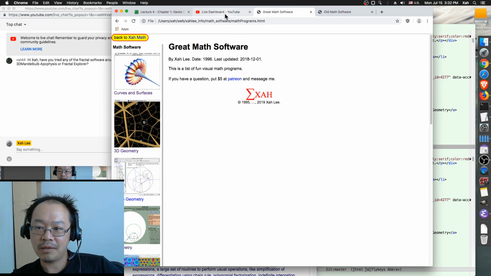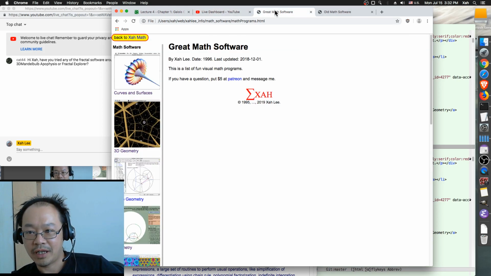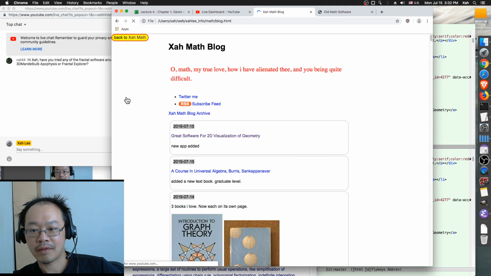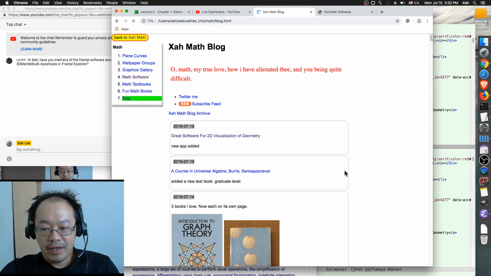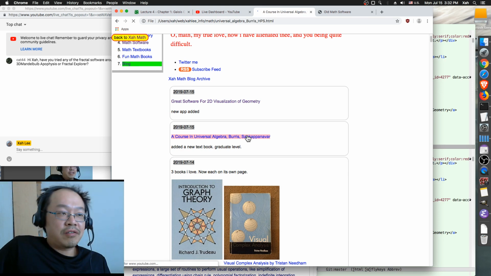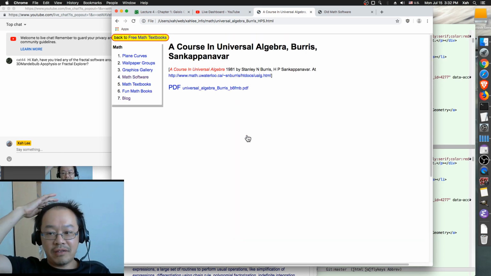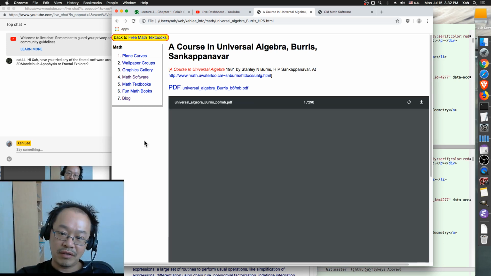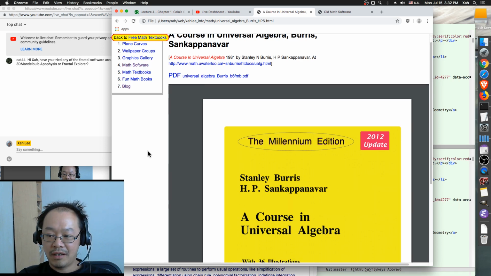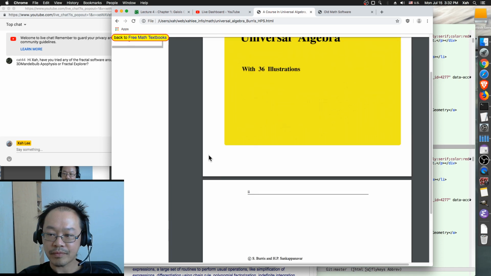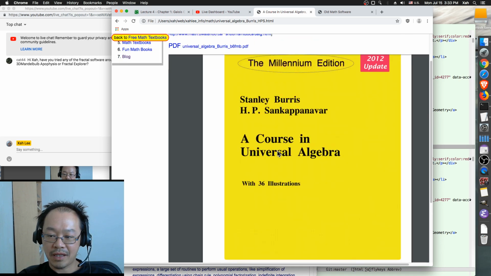So let me talk about some other math stuff. Okay, so math stuff, let's go to math blog. Okay, great math software, a course in universal algebra. Now, universal algebra is very advanced. This is like graduate level. I don't know universal algebra, but I'm learning it. So if you are interested, it's a free textbook by these, I think they are professors.